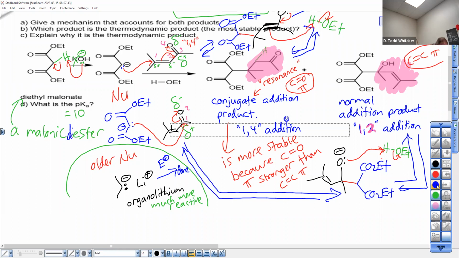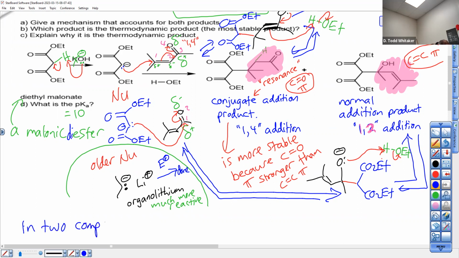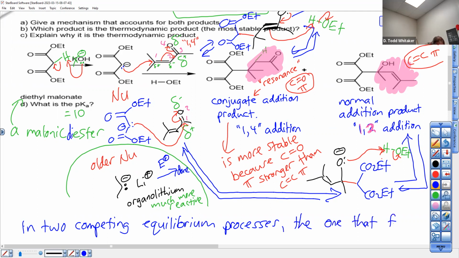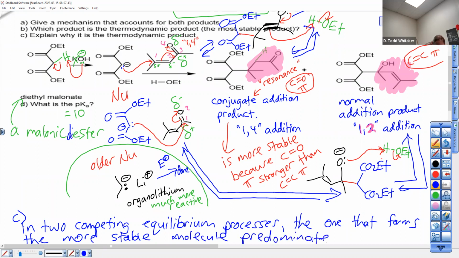I apologize. In two competing equilibrium processes, oh, fancy word, the one that forms the more stable molecule predominates. There's your answer to C.